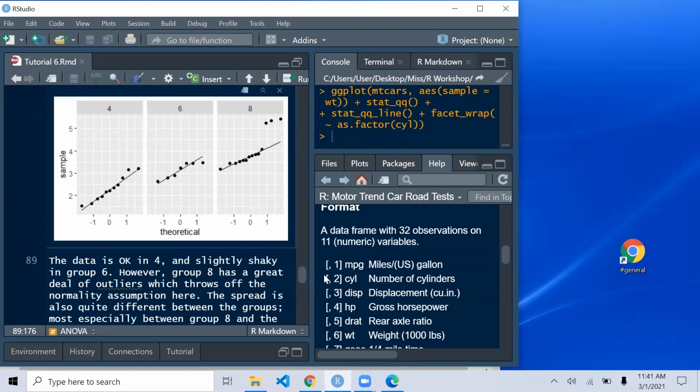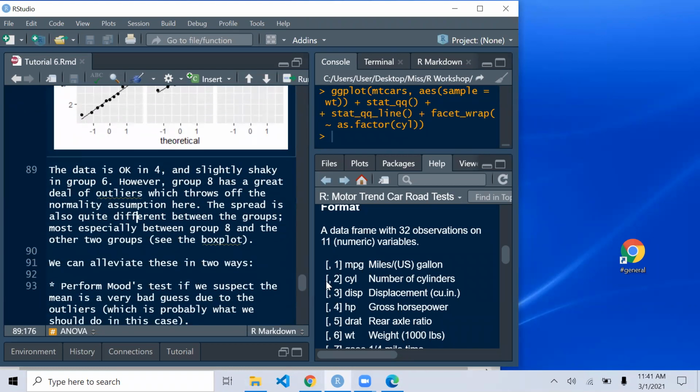We can alleviate this in a couple of ways. So the thing is that you guys learned the Mood's test, right? This means that if you truly believe that you don't have normal data, you shouldn't even really be using ANOVA's Welch test. He taught you guys ANOVA's Welch test, which is what you use for non-equal variances, right?